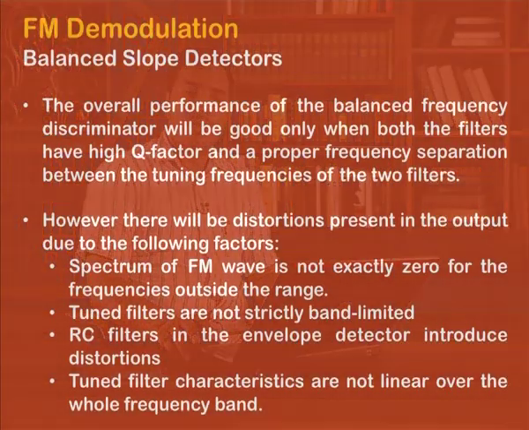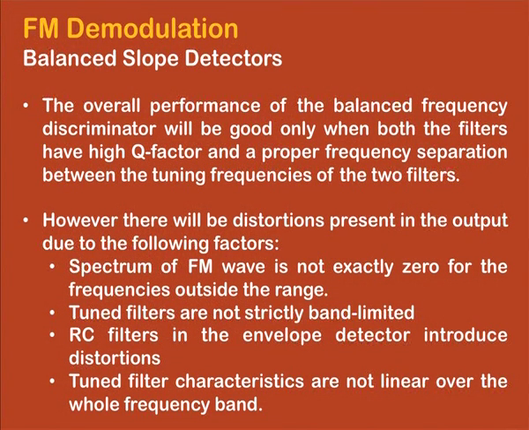The overall performance of the balanced slope detector depends on several parameters. One is that both the filters should have a high Q factor, and there has to be a proper frequency separation between the tuning frequencies of the two filters. However, even in the case of the balanced slope detector, we have a few distortions which are still there. One is that since the FM spectrum does not have zero amplitude outside the frequencies, we have some distortions coming due to an aliasing kind of effect.